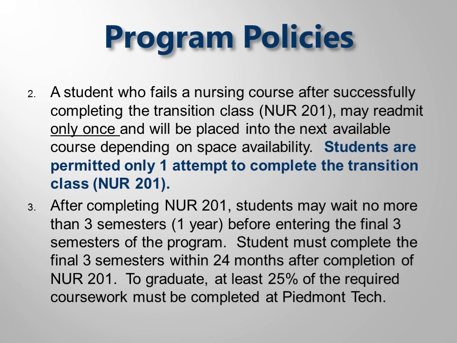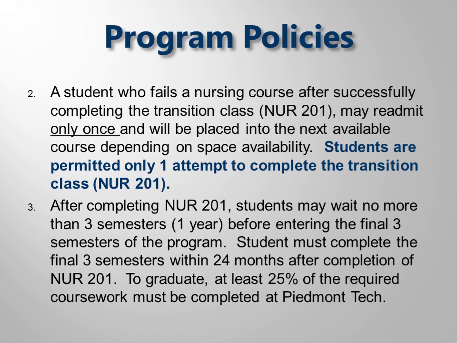Policy number 3. After you successfully complete the transition class, you must enter the following 3 semesters of nursing classes within 1 year, or you will no longer be eligible for the transition program. Also note that there are time limits for completing the program. After you complete the transition class, you will then have 24 months to complete the remaining 3 semesters of coursework. That gives you 2 years to complete 1 year of coursework.